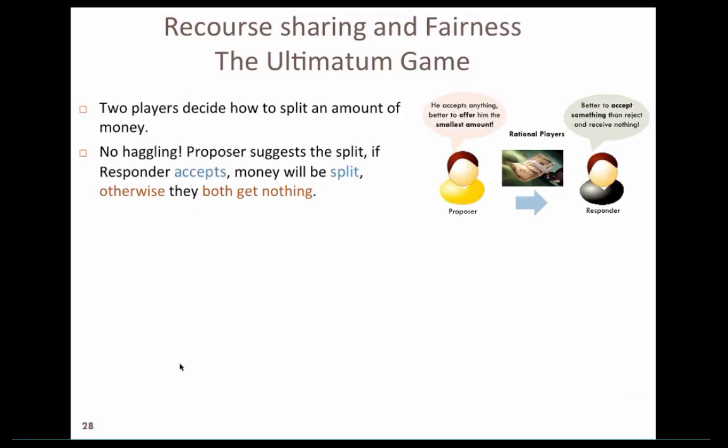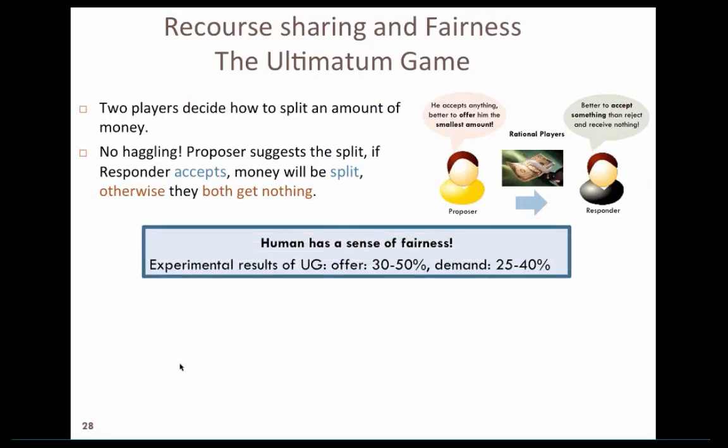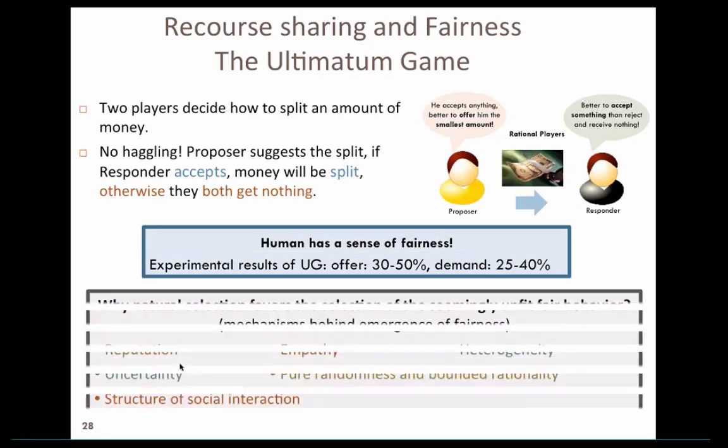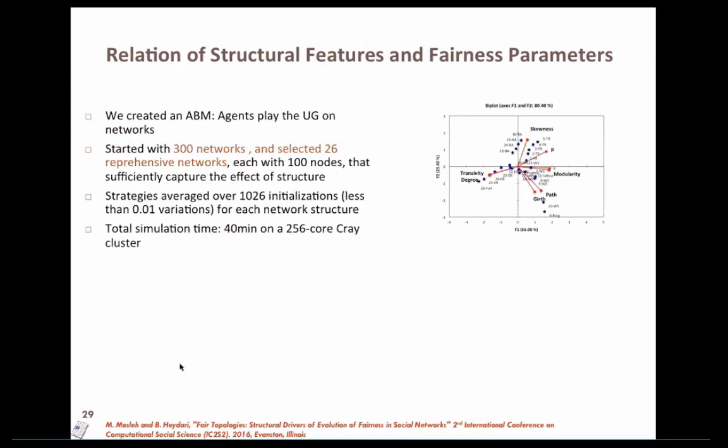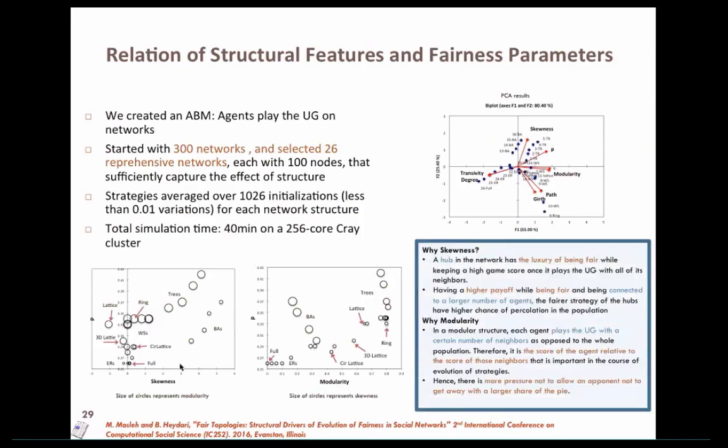The rational game theory solution suggests that the proposer should just give 1 cent to the responder, and the responder, if rational, should accept it because 1 cent is better than zero. This game has been the main tool to study fairness in many of these systems. But in practice, a human has a sense of fairness, so most people in the experiments reject any offer that is below 25 to 40% of the original resource. As I said, this is important not only in social cases, but also in the bidirectional interaction of human agents and autonomous agents.